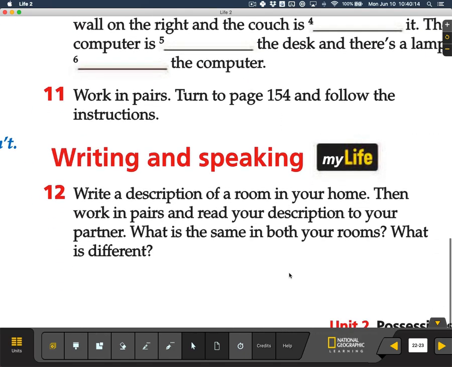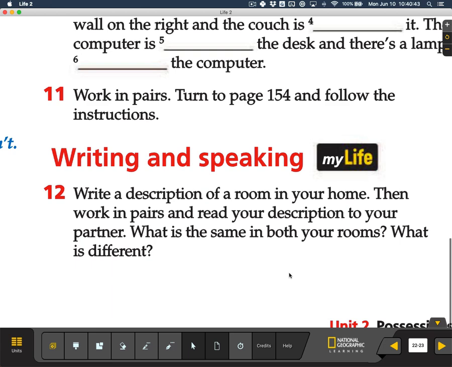Okay. So what I want you guys to do for the next, hopefully about 10 minutes, is this. Write a description of a room in your home country. Not here. Okay? One that you can remember well, right? You're somewhere where you lived. One room, not the whole building. Just one room, okay?